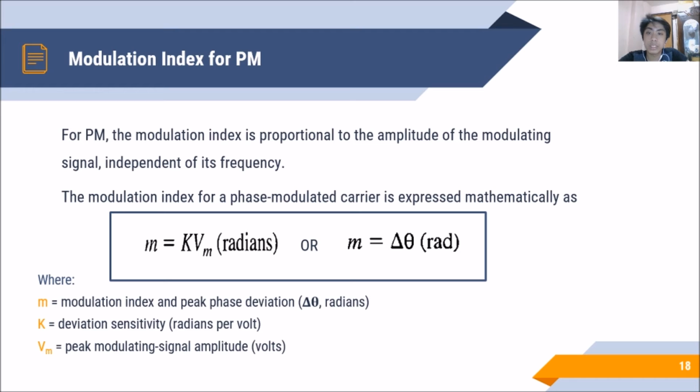For the modulation index for phase modulation, it is a bit different, wherein for PM, the modulation index is proportional to the amplitude of the modulating signal and independent of its frequency. The modulation index for a phase modulated carrier is expressed mathematically as m is equal to k v sub m in radians, or it is simply the change in the angle. So m is equal to the modulation index and phase deviation, k is equal to the deviation sensitivity, and v sub m is the peak modulating signal amplitude.